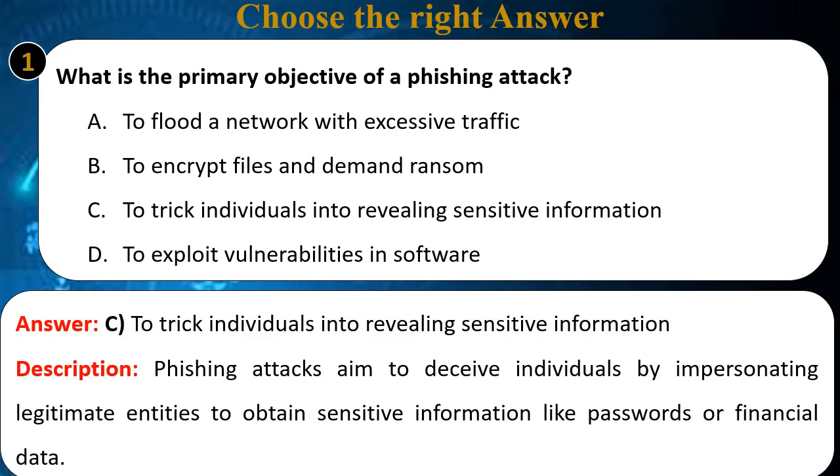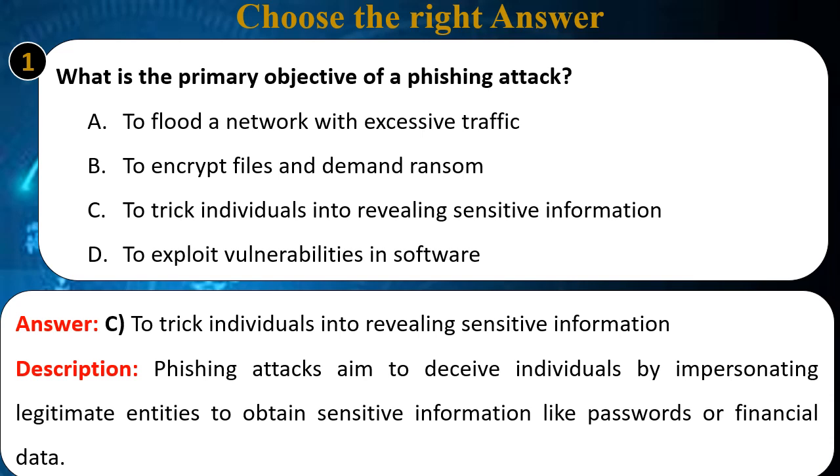The primary objective of a phishing attack is to trick individuals into revealing sensitive information. So the answer is C. To trick individuals into revealing sensitive information. Phishing attacks rely on social engineering techniques to deceive victims into revealing personal data like login credentials, financial information, or other confidential details. They often spoof emails or websites from legitimate sources to gain trust and lure victims into providing their information. While other options in the question may be associated with different types of cyber attacks, they are not the primary objective of phishing.